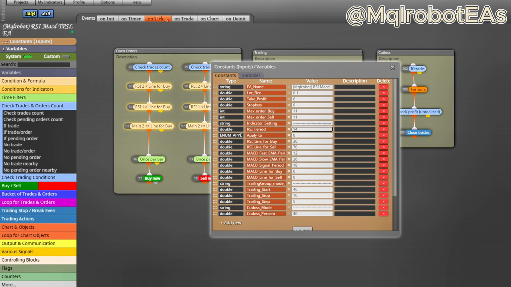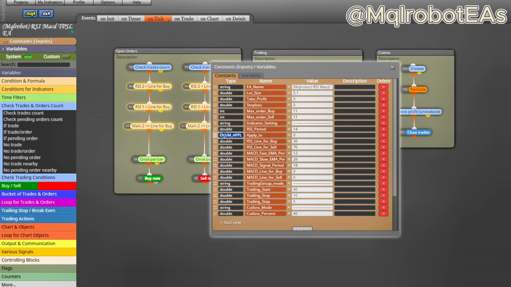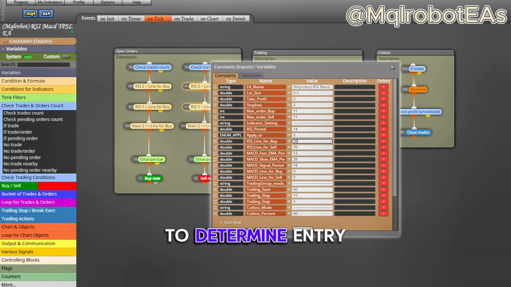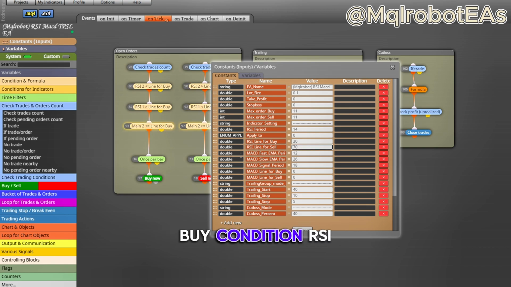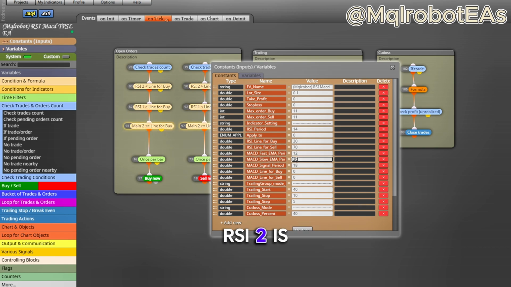Entry logic. The EA begins by checking that no trades are currently active. Then it uses a combination of RSI and MACD conditions to determine entry points. Buy condition: RSI 1 is greater than the buy line. RSI 2 is also above the buy line. MACD main is above the signal line.